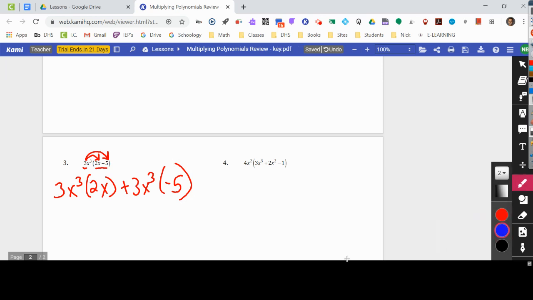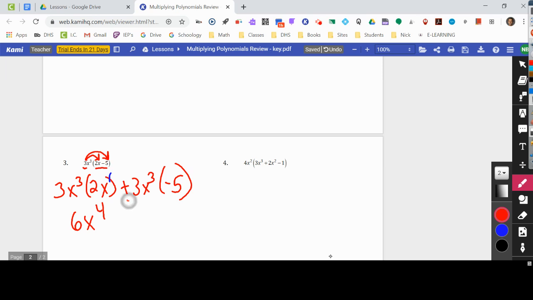Why don't you pause the video and write down this 3x to the third times 2x and tell me what you get for that. All right, so what we should get for this, this is really x to the first here. We're going to do 3 times 2, which gives me 6. And x to the third times x to the first is x to the 3 plus 1, or x to the fourth power. Hopefully that's what you got.